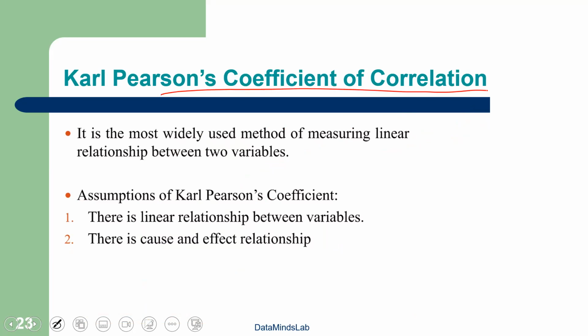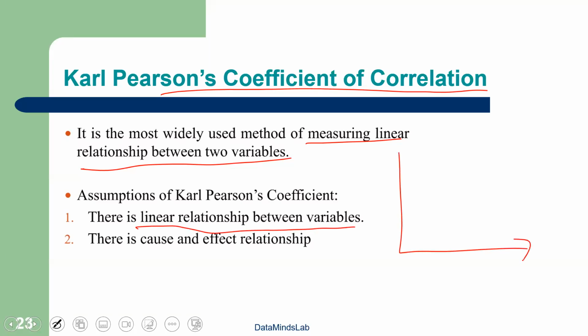And basically, what are the assumptions that it makes? When it calculates to measure the linear relation between two variables, it assumes that there is a linear relation between the variables. So this is x and this is y. I always consider there is a linear relationship. Non-linearity is something like this. We don't ever consider this because that is not an assumption of Karl Pearson.